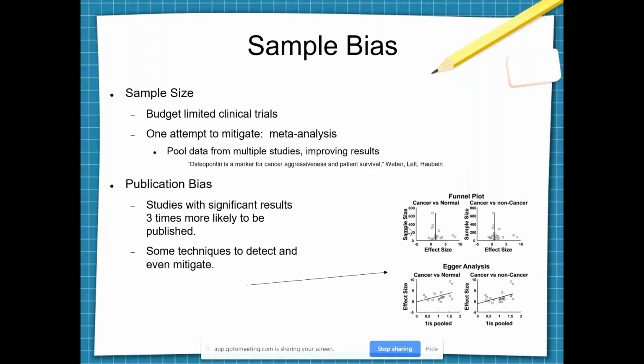And one way that we've done to mitigate that is to do what's called meta-analysis, where you pool data from multiple studies so that you get improved results from the combination of data. One of my most referenced studies was an effort we did with the University of Cincinnati to study the protein called osteopontin, which has since become very actively researched in terms of using it to have a screening test or an assay that predicts whether somebody not only has cancer, but is it a type of cancer that needs treatment.